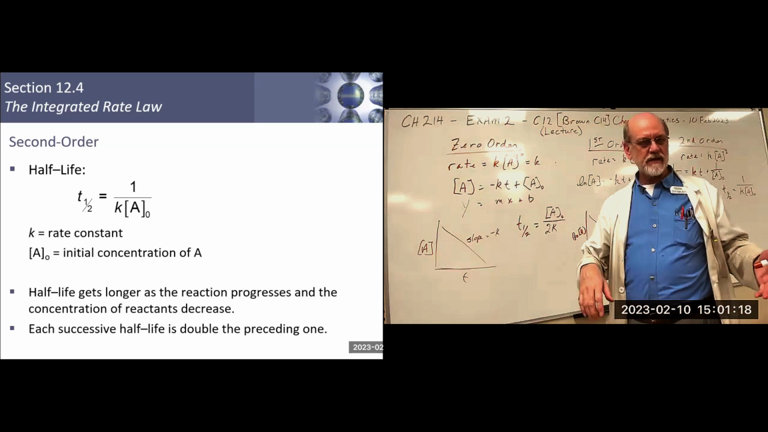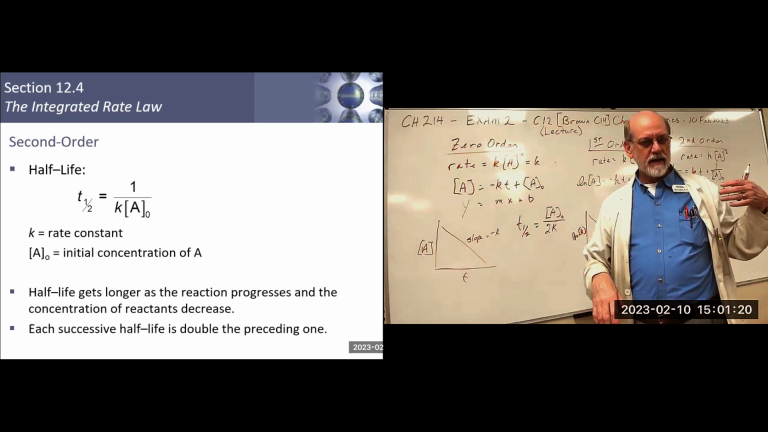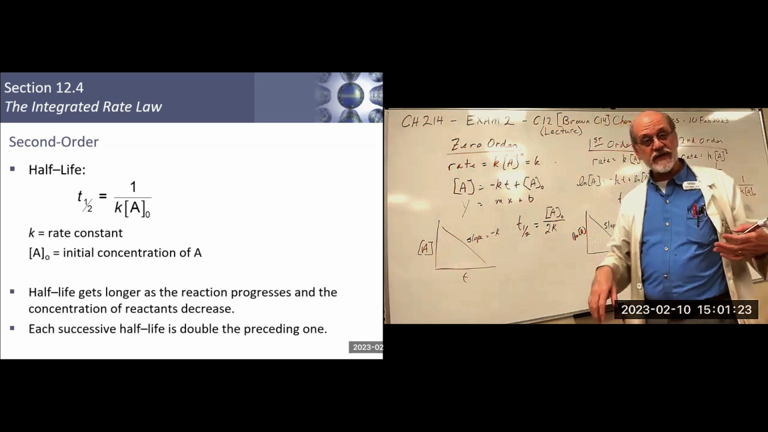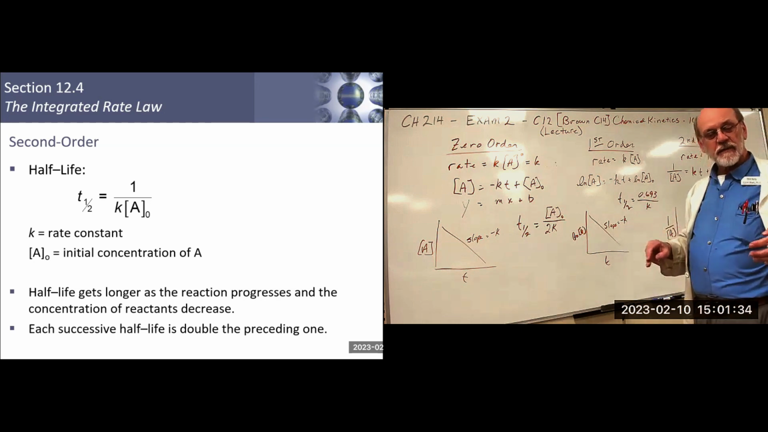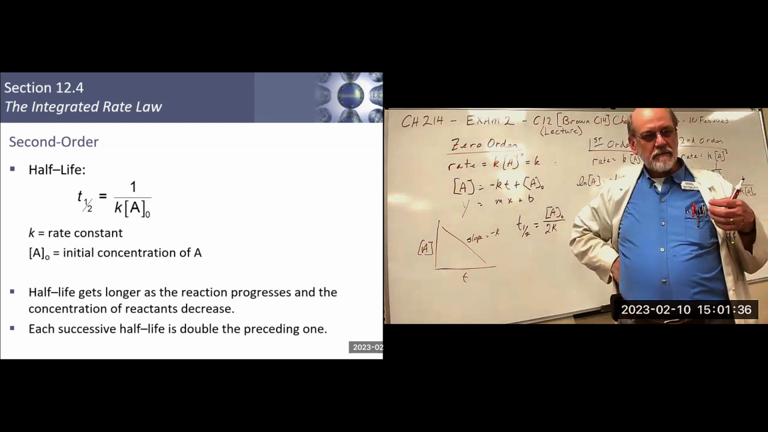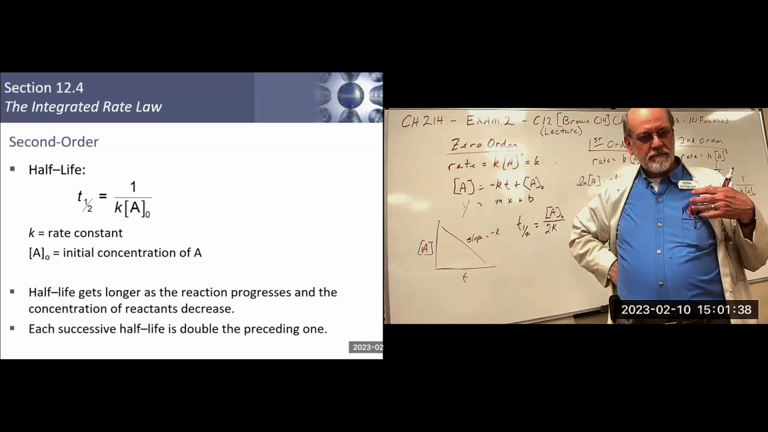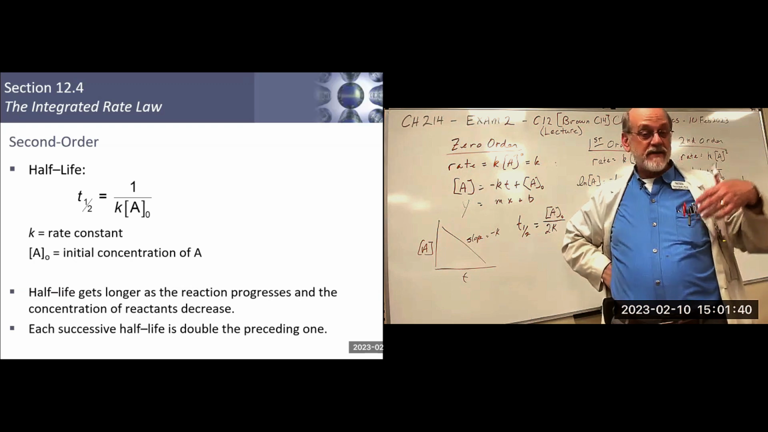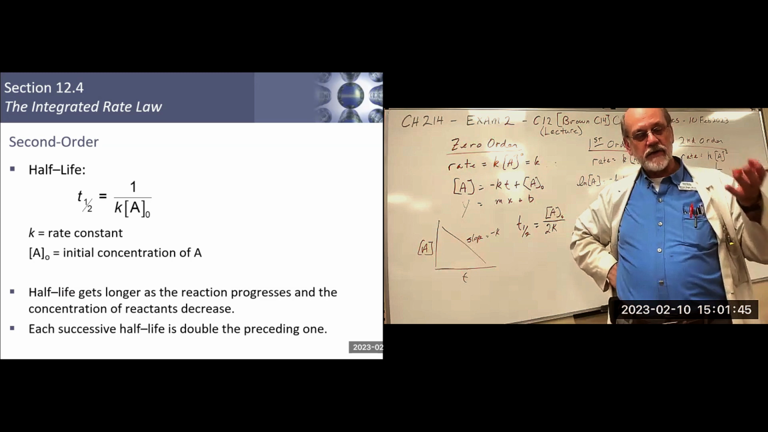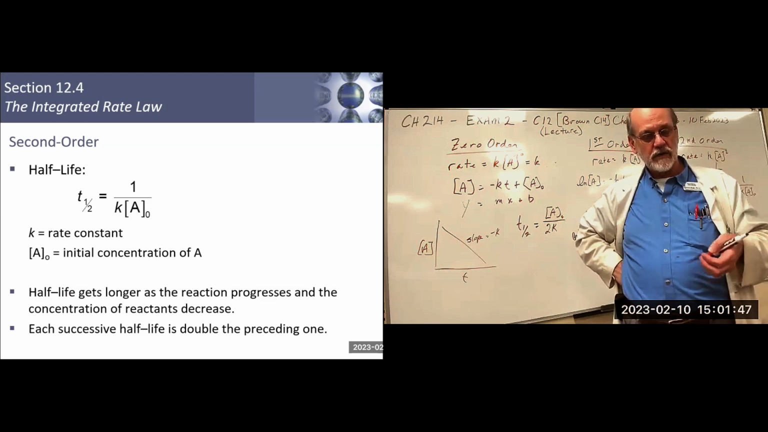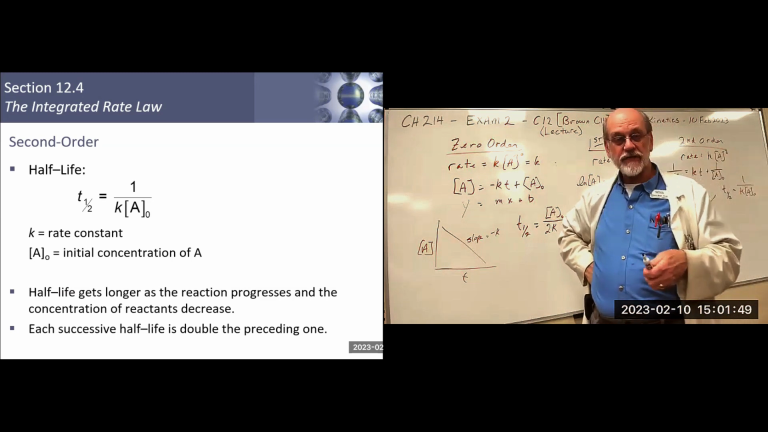What this says is, as the reaction proceeds, the concentration of A is inversely proportional to the half-life. So what that means is, as the value of A decreases, then the half-life increases. It takes longer and longer to cut the value in half.